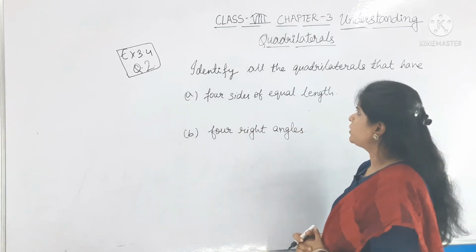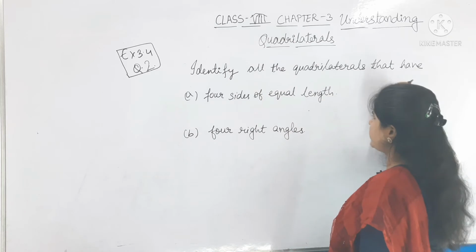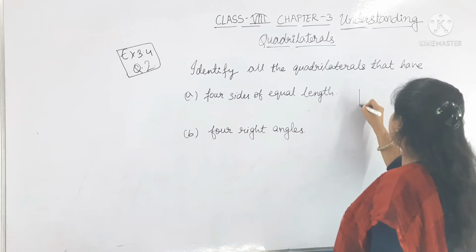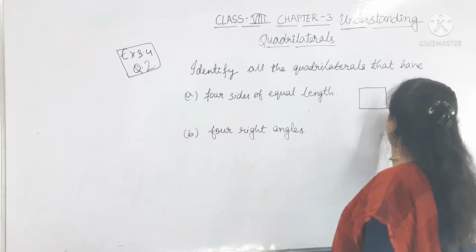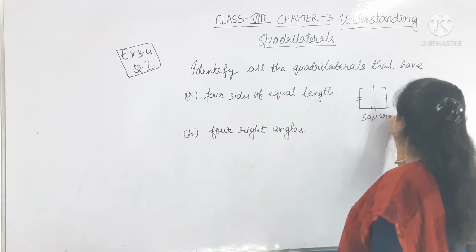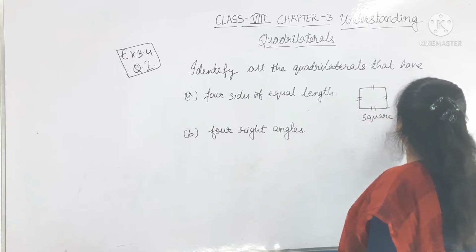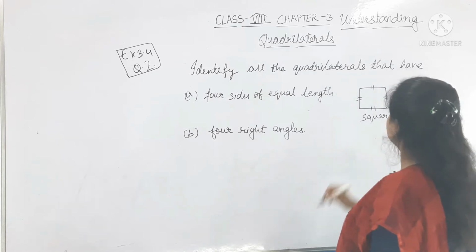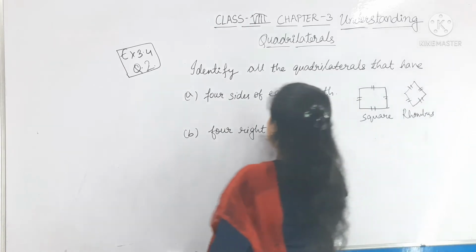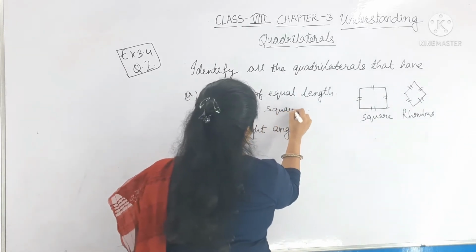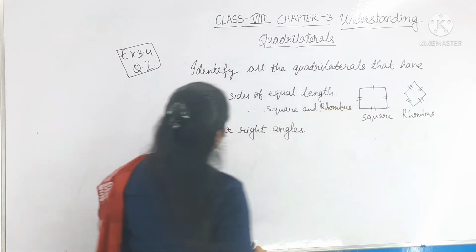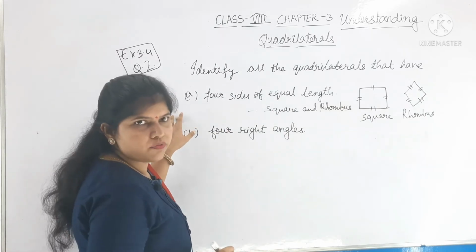What is question number 2? We have to identify all the quadrilaterals that have these properties. Part A is 4 sides of equal length. We know that 4 sides of equal length is in a square. This is a square and this is a rhombus. So the answer for the first part is square and rhombus, right?